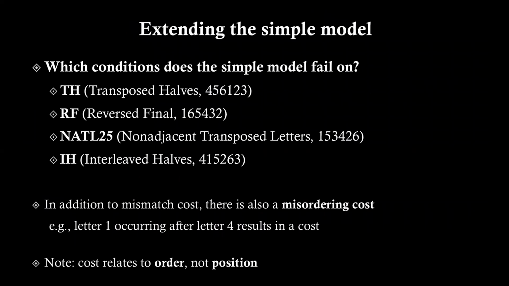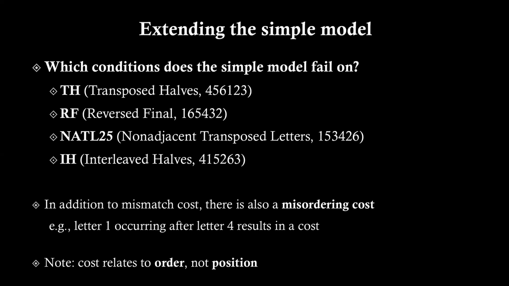It shouldn't be surprising that this simple model really likes the transposed halves condition, 4, 5, 6, 1, 2, 3, because this condition preserves the letter contiguity within each half, within the 4, 5, 6, and the 1, 2, 3, and it doesn't introduce any incompatible letters. And likewise, the model overestimates these other conditions that involve misordering of the letters. So these predictive failures point to the need for just a single additional component.